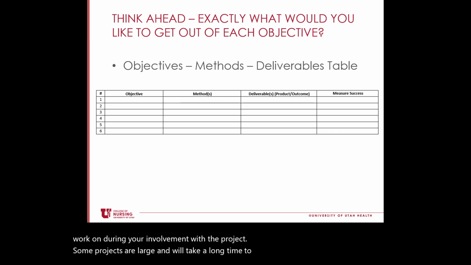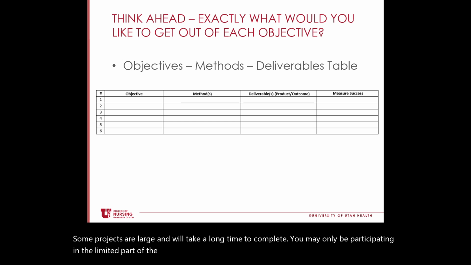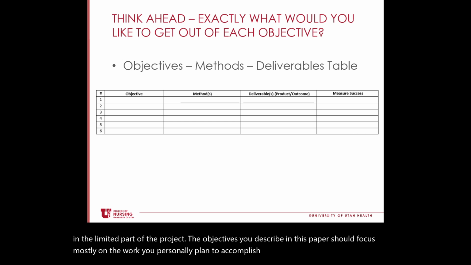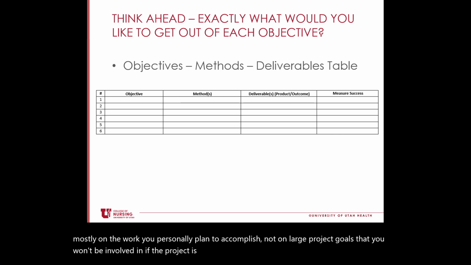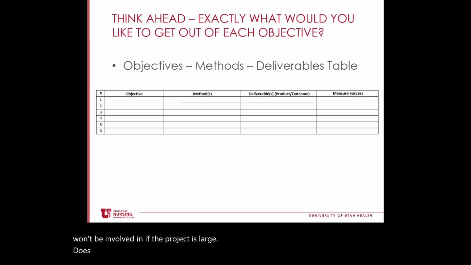You may only be participating in a limited part of the project. The objectives you describe in this paper should focus mostly on the work you personally plan to accomplish, not on large project goals that you won't be involved in if the project is large. Does one objective need to be accomplished before other objectives can proceed? Be sure to list your objectives in a logical order.